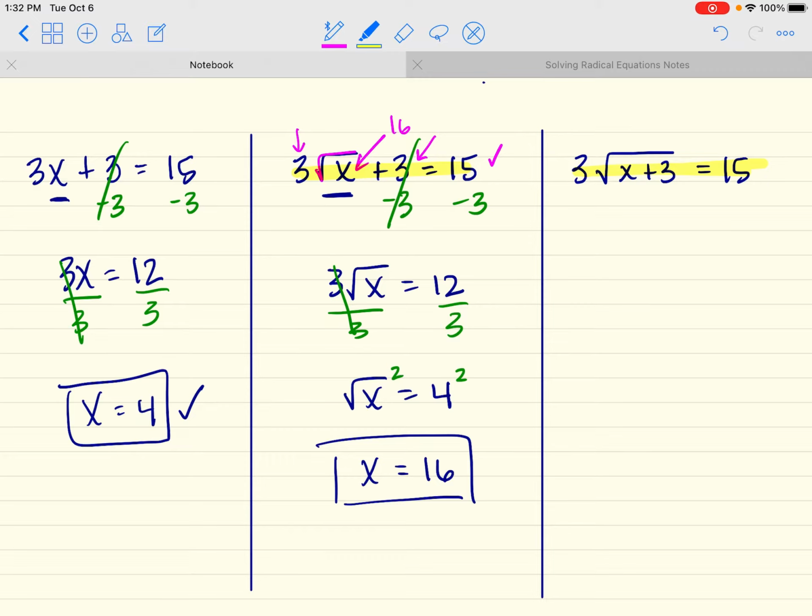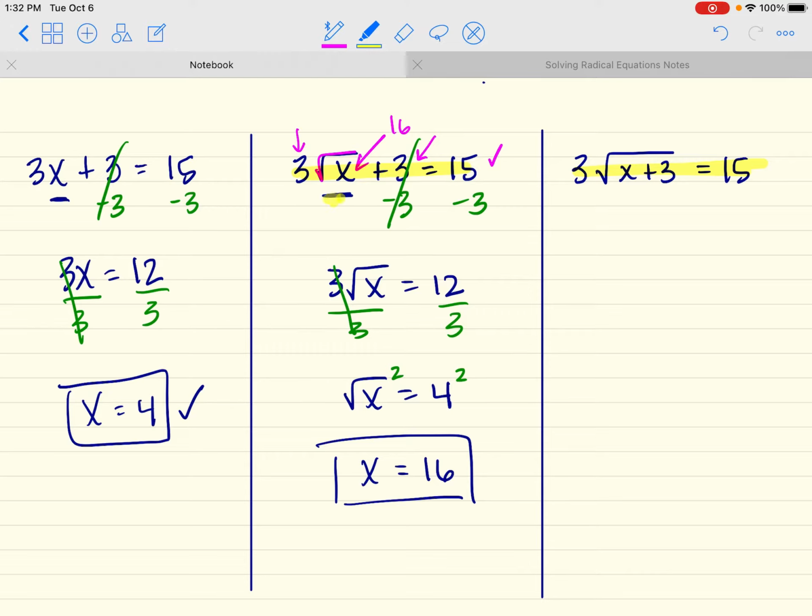The plus 3 underneath the radical is not just a plus 3 on that side of the equation. So I cannot start by subtracting 3 like I did in the previous two equations. That plus 3 is trapped in the radical. It can't be moved until the radical is gone. And we're not going to get rid of the radical until everything outside of it is gone.